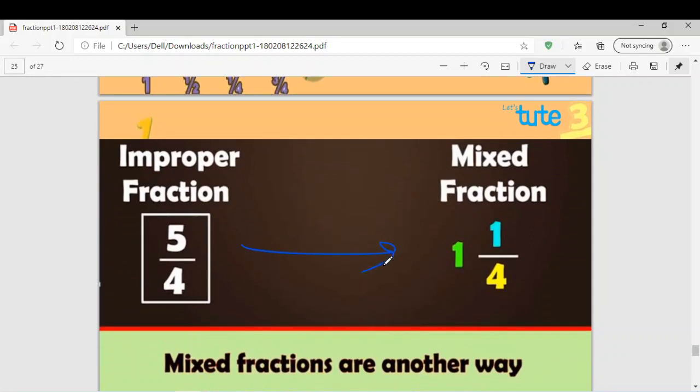Now my dear students, this is the introduction and the types of fraction. I hope you all have understood. If any doubt, then ask.